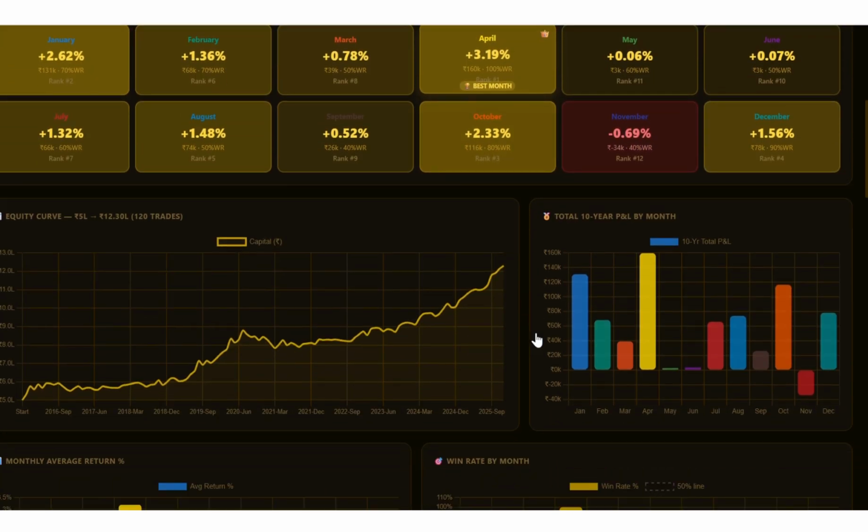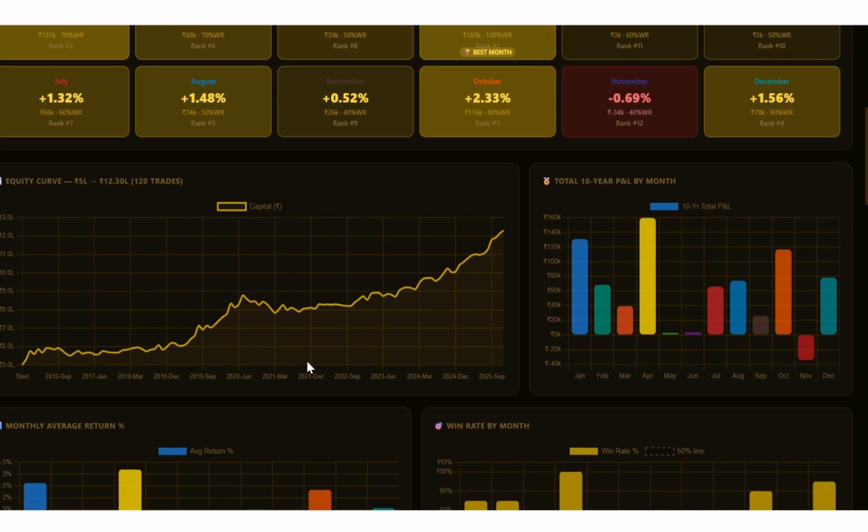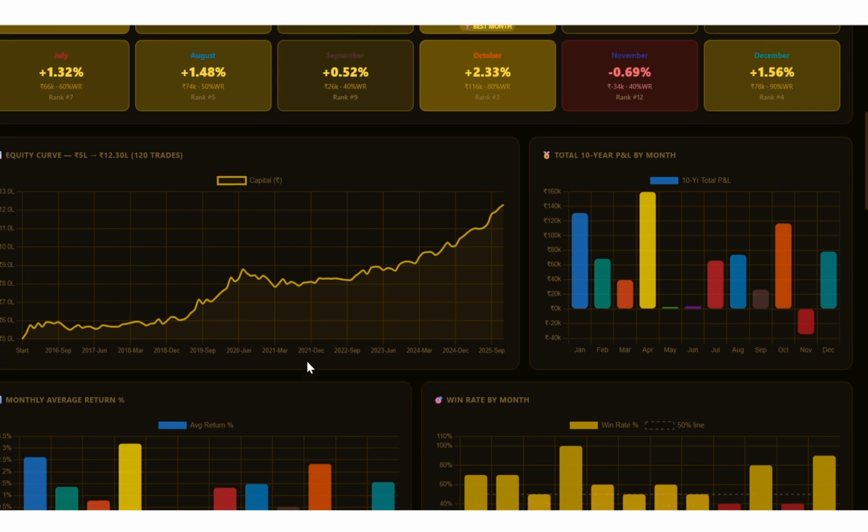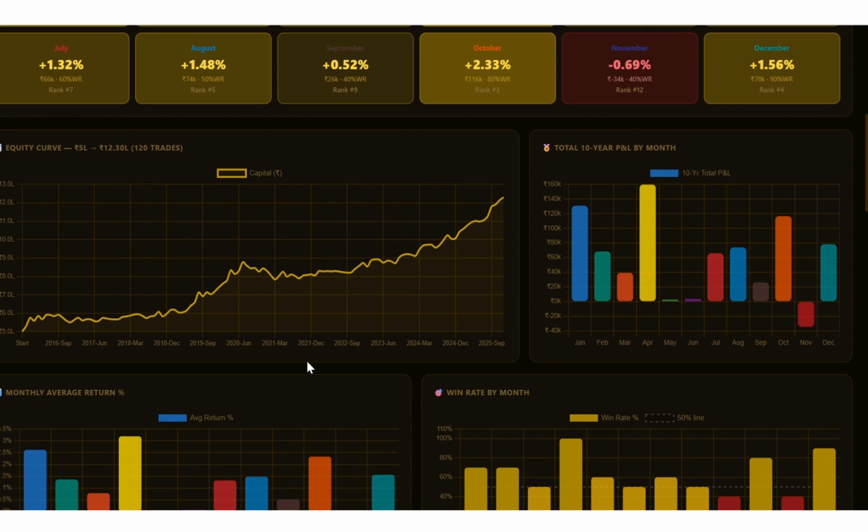We have taken an initial capital of 5 lakhs, right? So 5 lakhs has become 12.3 lakhs. It shows the journey from 2016, how the price has gone up, through 2020, then straight till 2026, how the 5 lakhs has become 12.3 lakhs. It is reflecting that curve also. This is a very nice thing. You can easily understand how your trade is going to happen, how profitability is going to increase over time. This is backtested data.